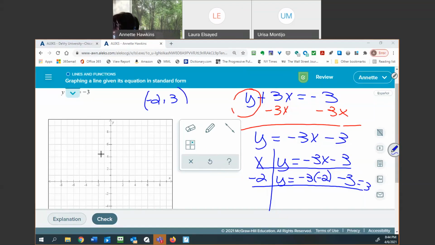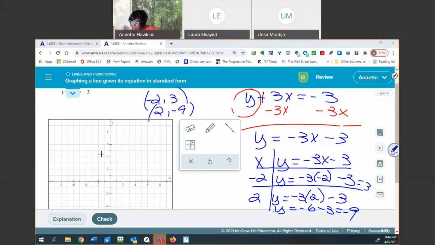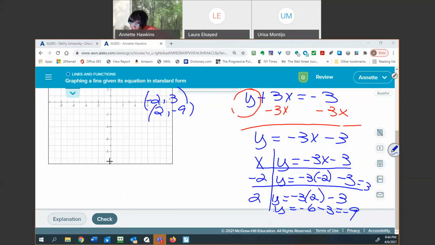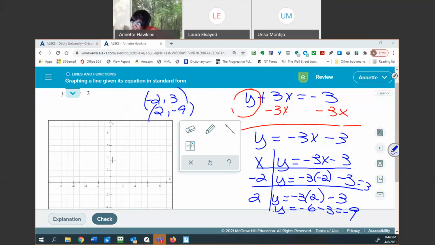All right, let's let x be positive 2. Y equals negative 3 times positive 2 minus 3. See, this one might be off the grid. Y equals negative 6 minus 3, negative 9. So 2, negative 9. Now let's see. I think we got one left right there. Okay, so yeah, we're okay.